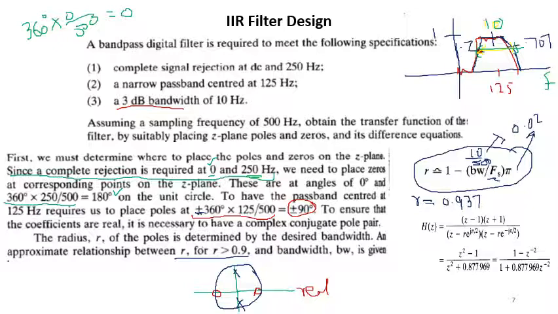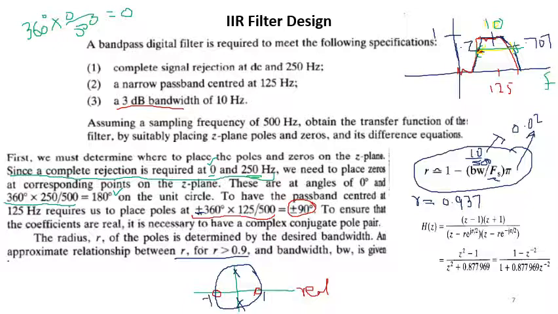Based on these values, we can find the transfer function. The transfer function is given as, because we have two zeros on the unit circle, z minus 1 times z plus 1. This is for z equals 1, and this is for z equals minus 1. This is the point where it's 1, and this is the point where it is minus 1.